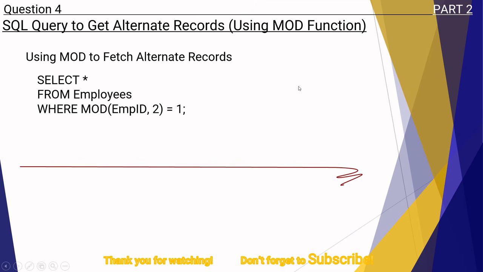We can use the mod function to select alternative records. This function divides employee ID by 2 and checks for the remainder. If the remainder is 1, the row is included. Here is the SQL query.